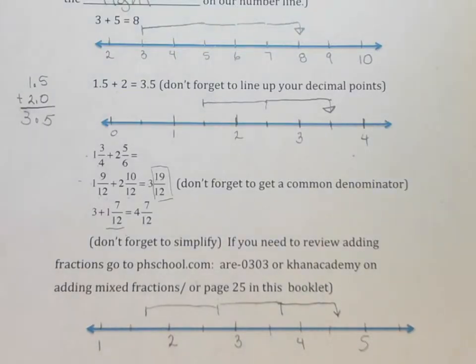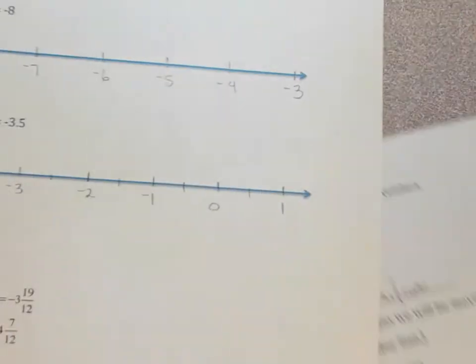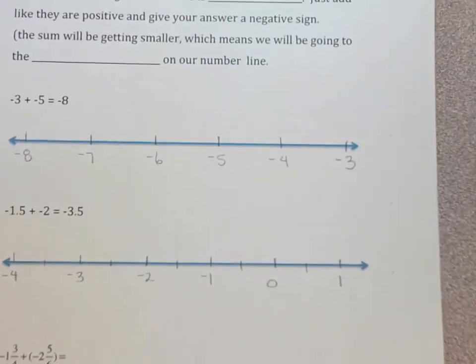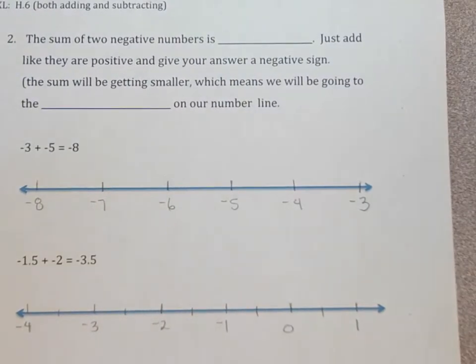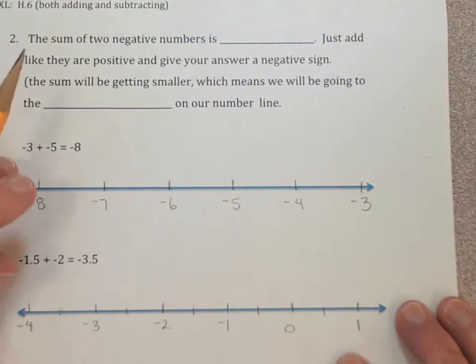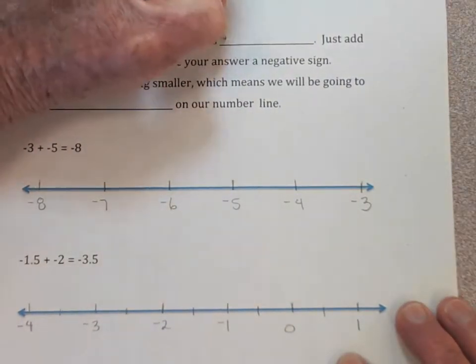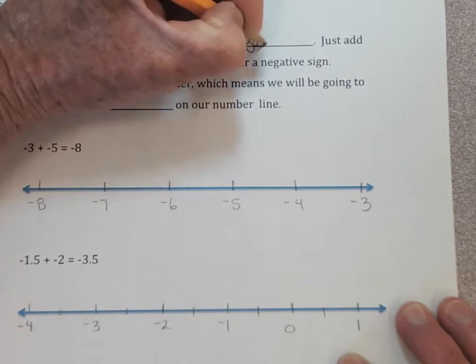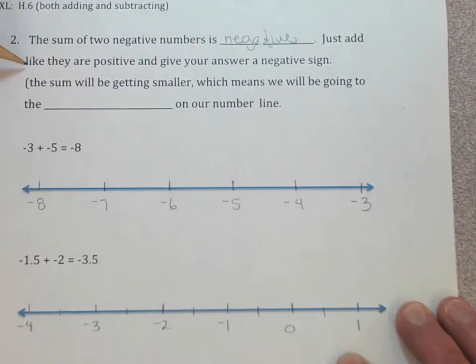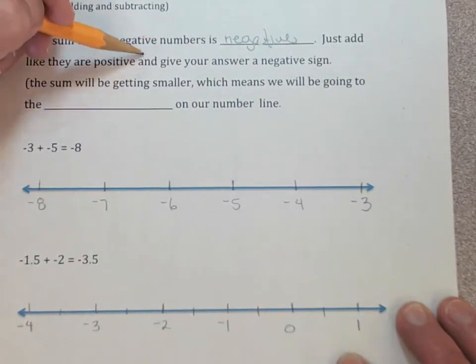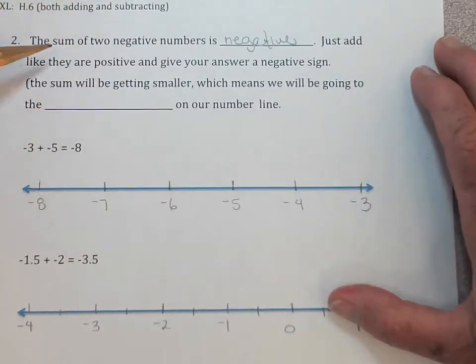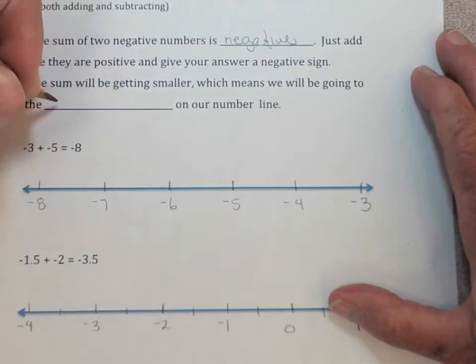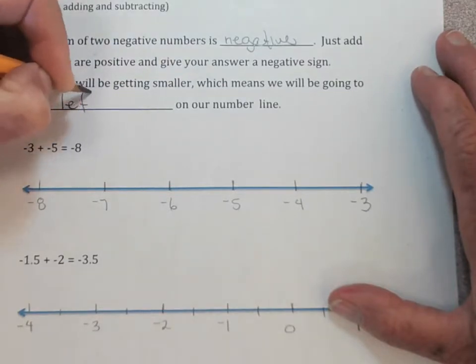We're also going to do finding the sum of two negative numbers. So when we find the sum of two negative numbers, it's the same rule. We're just going to add them, but now our answer is going to be negative. So the sum of two negative numbers is negative. And you're just going to add like they're positive, but give your answer a negative sign. So the sum is going to get smaller this time, which means we'll be going to the left on our number line.